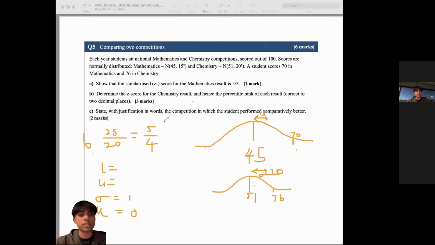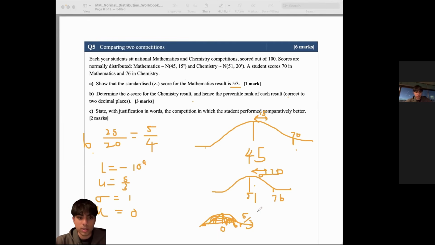So let's find the percentile for math first. We have a z-score of 5 on 3. So your upper is going to be the z-score of 5 on 3, and then your lower is going to be negative infinity, or just negative 10 to the 9. That way, on a normal distribution like this, from 0 to 5 on 3, we'll have this entire area shaded, and then you'll figure out what percentile the student is.